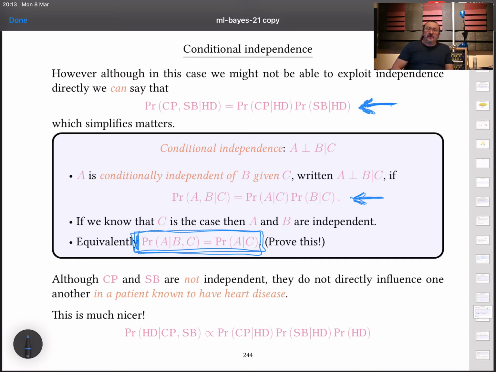And I find that one easier to justify in my head. I think that the probability of chest pain given shortness of breath and heart disease is just the probability of chest pain given heart disease, because the heart disease directly causes the chest pain. The shortness of breath does not. Now again, you might argue somewhat with this conclusion. The interactions between these three random variables may indeed be such that they're not quite conditionally independent in this way.